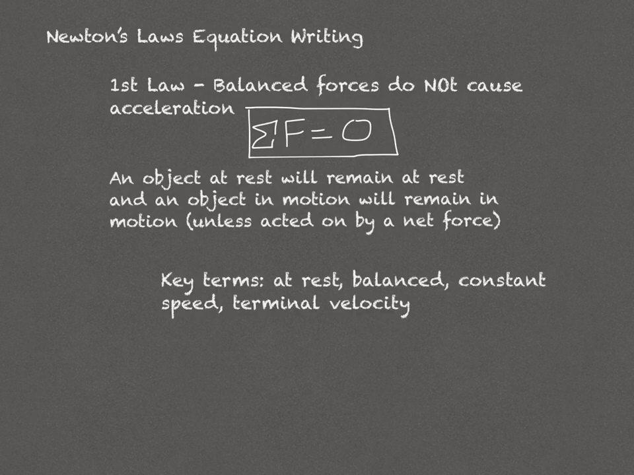With the first law, you definitely want to pay attention to some key terms. At rest: if it's not even moving, it can't be accelerating. Balanced forces is the first law, so it could say just balanced. Constant speed, no acceleration. Terminal velocity is a special term for when an object is falling at a constant speed because of the air resistance upwards. Like skydiving, jumping out of the plane, you're going to speed up and accelerate going down, and then you open up your parachute, and there's more air resistance that allows you to keep falling down, but at a constant speed.